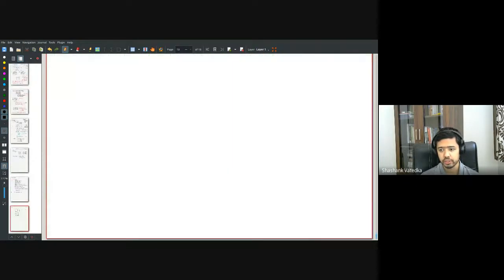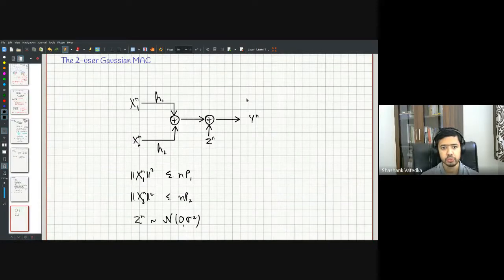All right, so let us focus on the two-user Gaussian MAC. Once again, the two-user Gaussian MAC is the following. You have two transmitters and one receiver. Transmitter 1 can send x1(1) through x1(n) in n channel uses. Transmitter 2 sends x2(1) through x2(n) in n channel uses, and each x_i(n), these are real vectors.